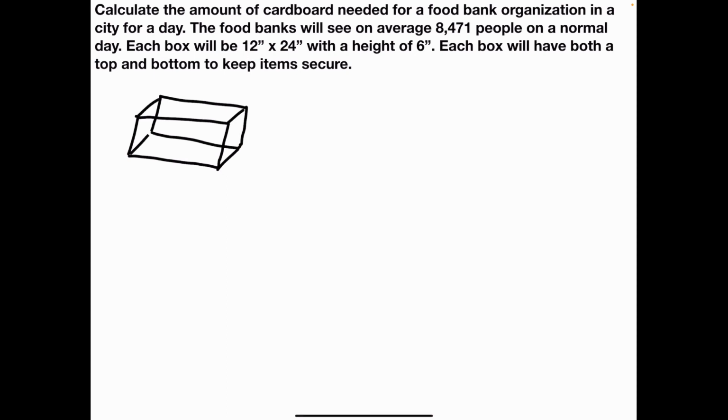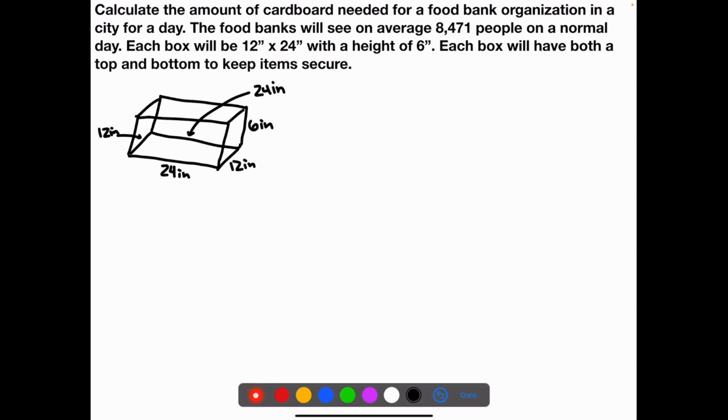So to get started, let's go ahead and draw out our box. Again, it's 12 by 24 for our base, and it has a height of 6. And if you have trouble drawing out boxes, a nice little hint is to draw out 2 rectangles that overlap each other. And then you just connect each corresponding part of the rectangles. And as you can see, it creates a nice little box for us.